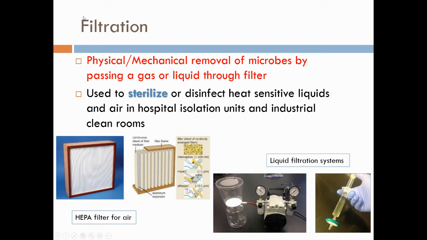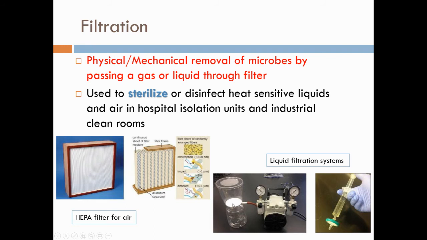Another way that we control growth is through filtration. Filtration is the mechanical removal of microbes. So this is a physical process. We physically remove the microbes using a filter. So we can pass either gas or liquid through a filter, depending on the pore size of the filters. We have different degrees. We can select the pore size.